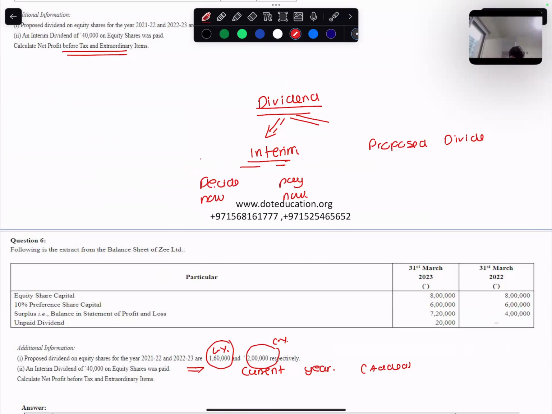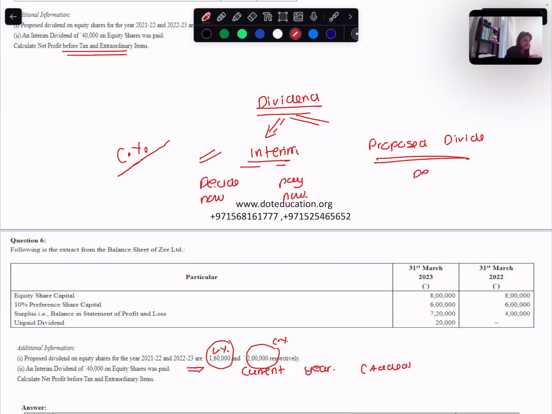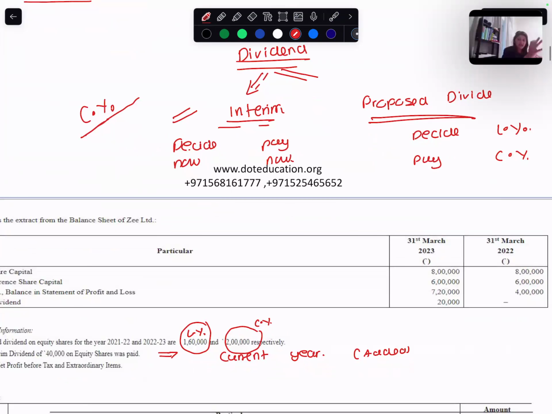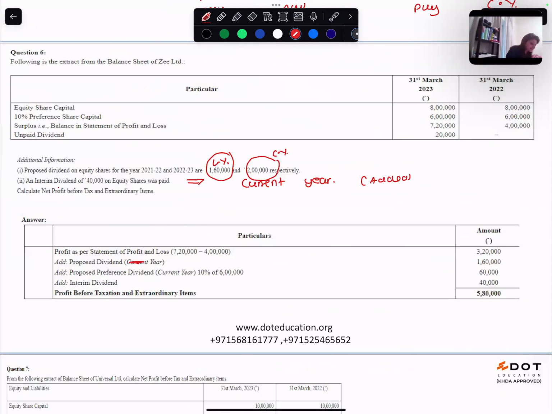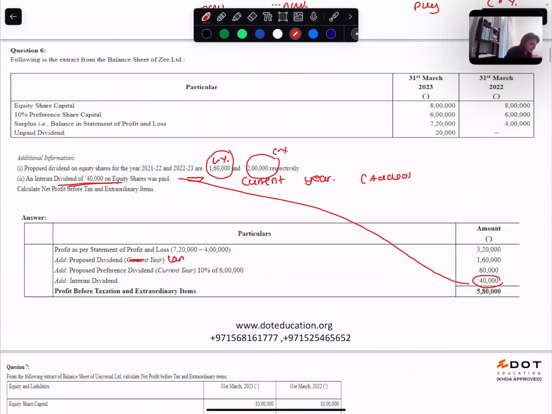So is interim dividend of the current year deducted or do you add it back? Proposed dividend you decide 1 year before. So you decide last year, but you pay in the current year. So what is added back is what you pay. Interim dividend of which year will you add back? Current year, 40,000. And proposed dividend of which year are you going to add? Last year. Are you with me?